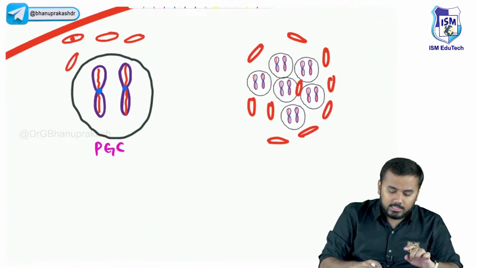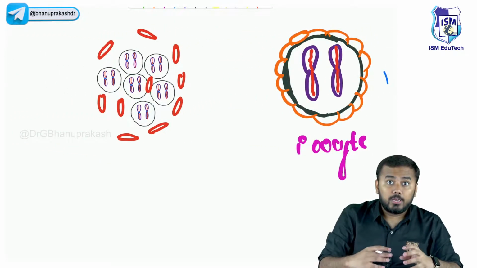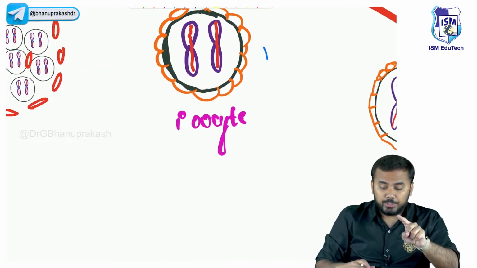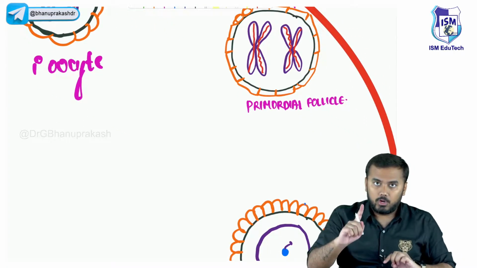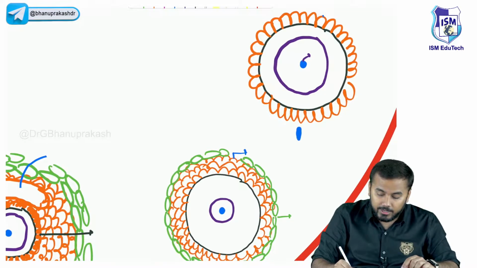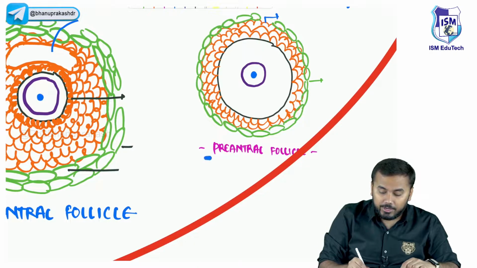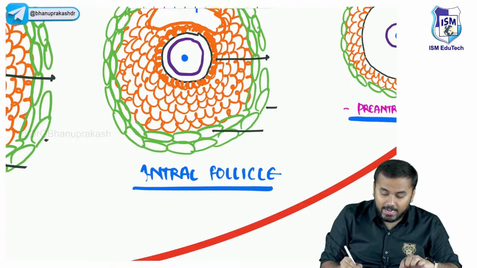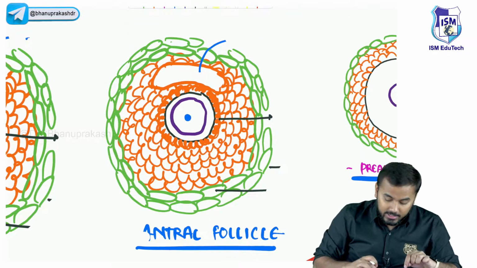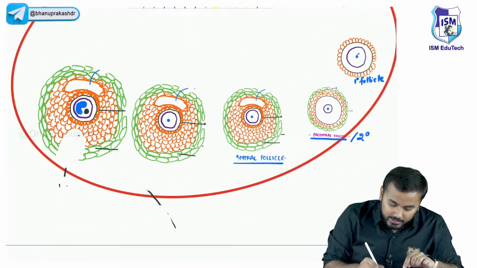See, this is called the primordial germ cell. It divided into what are these? These are called oogonia. Out of all oogonia, one oogonia is matured. That is called the primary oocyte. Primary oocyte will be converted to primordial follicle. Primordial follicle will be converted to primary follicle. Primary follicle will be converted to preantral follicle or secondary follicle. Secondary follicle will be converted to antral follicle. Why? Because there is a cavity here. This antral follicle is converted finally to the Graafian follicle.